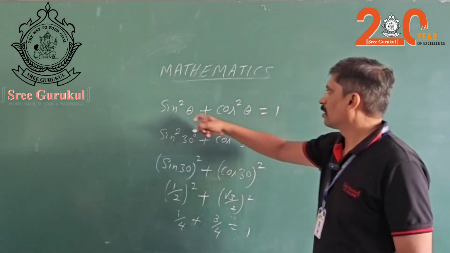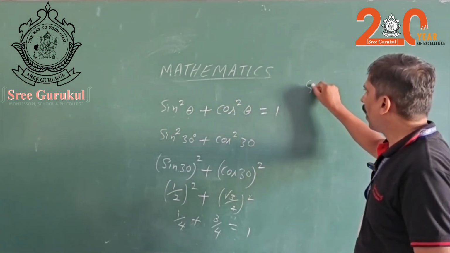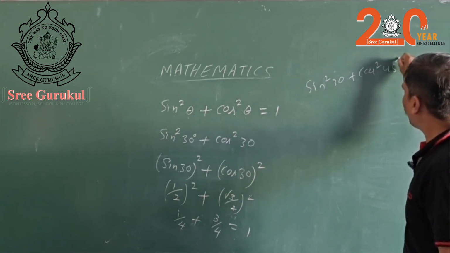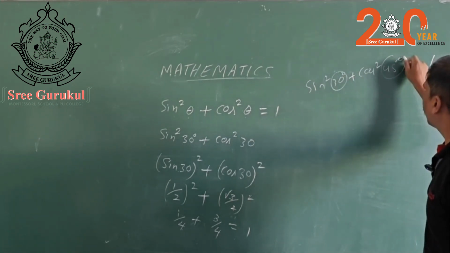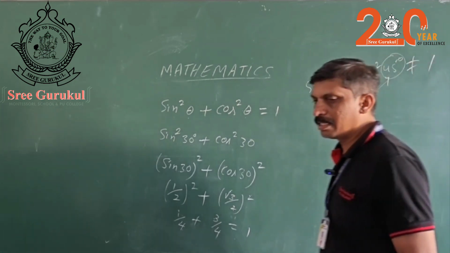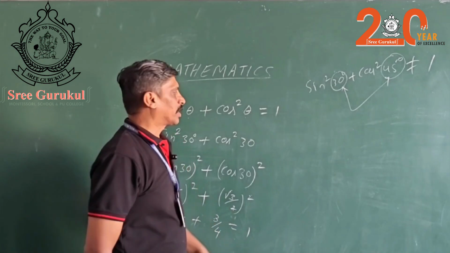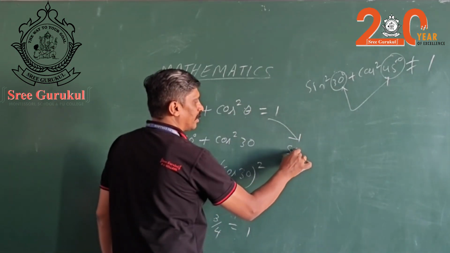See here, sine square of an angle and cos square of the same angle is always equal to 1. But sine square 30 plus cos square 45 degree is not equal to 1. Here the value is 30 degree, here the value is 45 degree. The angles of the sine square and cos square must be the same. Then only the value will be equal to 1.